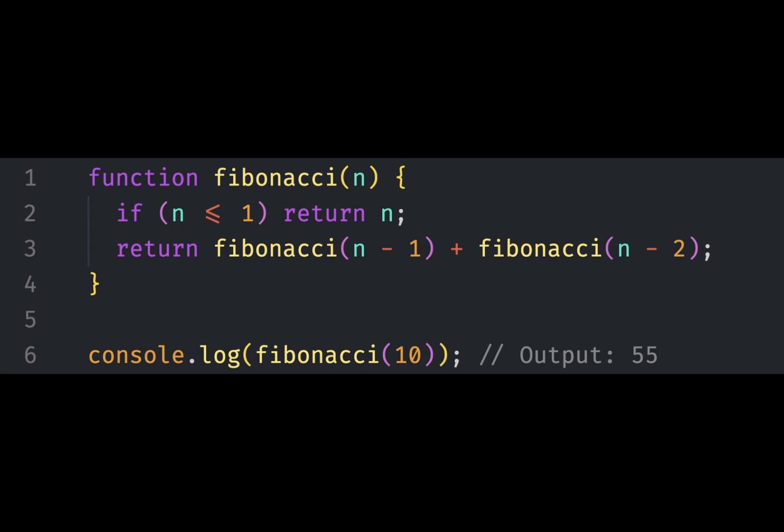We'll use a Fibonacci sequence calculator, which is the classic case where memoization can dramatically improve performance. This function works, but it is highly inefficient. For large values of n, it recalculates the same Fibonacci number multiple times. Now let's optimize this using memoization.